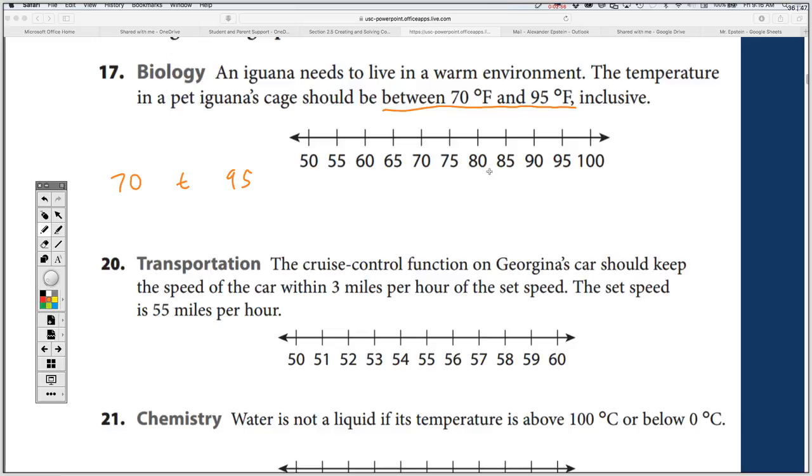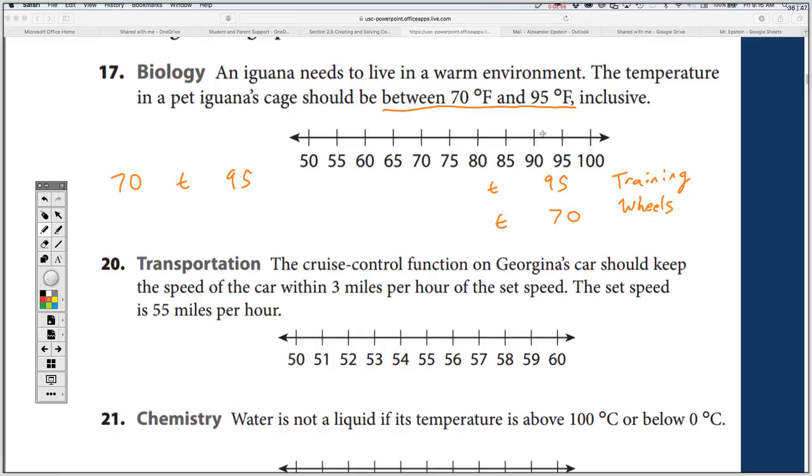All right, now we're going to make 2 separate problems. We're going to do T less than or equal to 95 and T greater than or equal to 70. This part is your training wheels. You would not have to do this if you feel confident enough and know that you got the right answer, but these are your training wheels to help you out to write it from here to here.